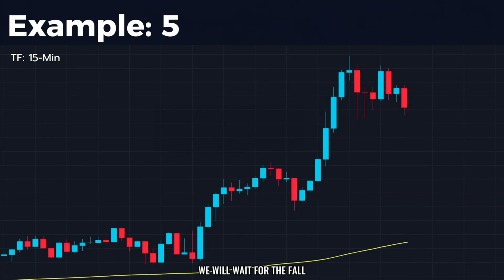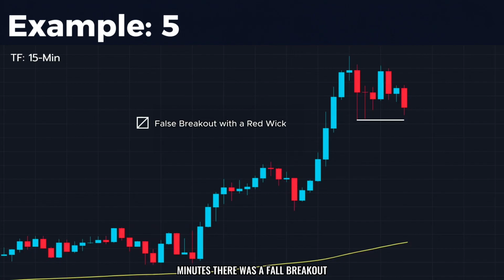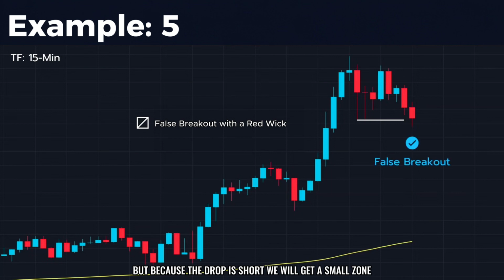We will wait for the fall breakout to occur in the opposite direction of the trend. In this place, after 15 minutes, there was a fall breakout. And if you check the fall breakout, it is considered to pass the filter, because there is only a drop that falls. But because the drop is short, we will get a small zone.